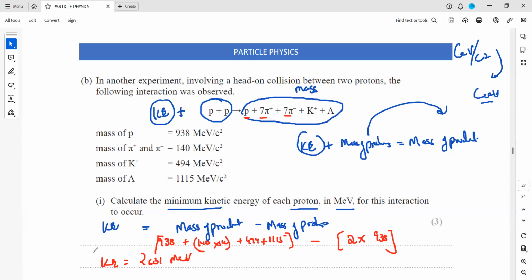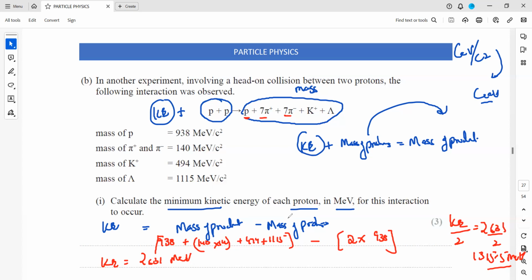We need it for 1. So to get the kinetic energy of 1, the total kinetic energy is divided by 2. So 2631 divided by 2, we get the kinetic energy of each proton, which is 1315.5. So 1315.5 mega electron volt is the kinetic energy of one proton.